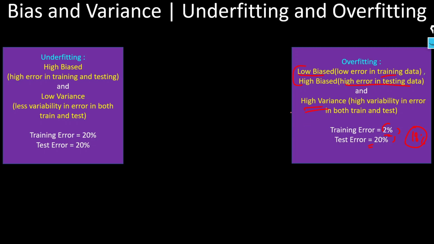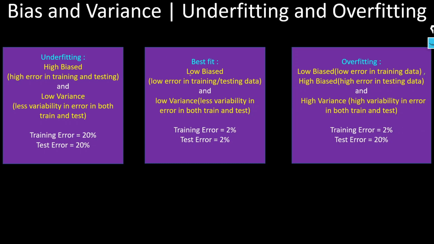What would be the best fit model? This one, where we have low bias, it means less error, 22%. Low variance, it means variability is 0, right? So this is the best fit model. We recommend using this model or preparing this type of model.